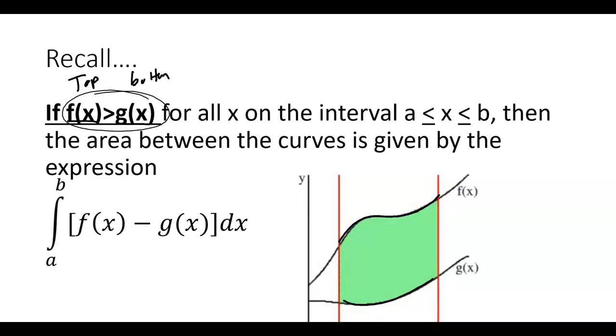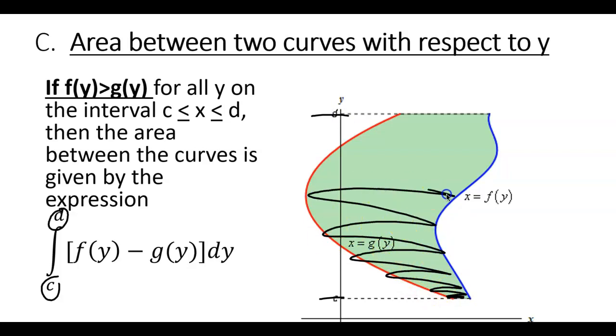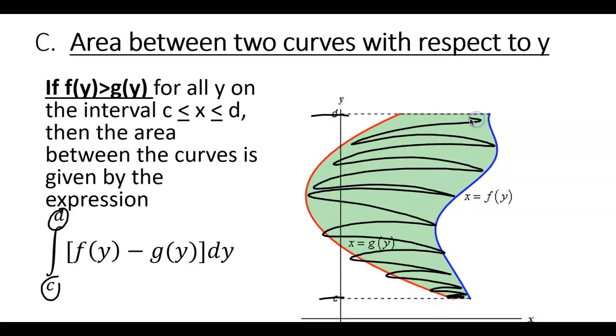But when you're integrating with respect to y, it's a little bit different. Same formula, okay? I want to point out a few differences though. We're going from C to D, and notice that those are y values. You should already know that. We've been talking about that. So in this case, we're starting at C and we're working our way upward as we integrate to find the area, right?